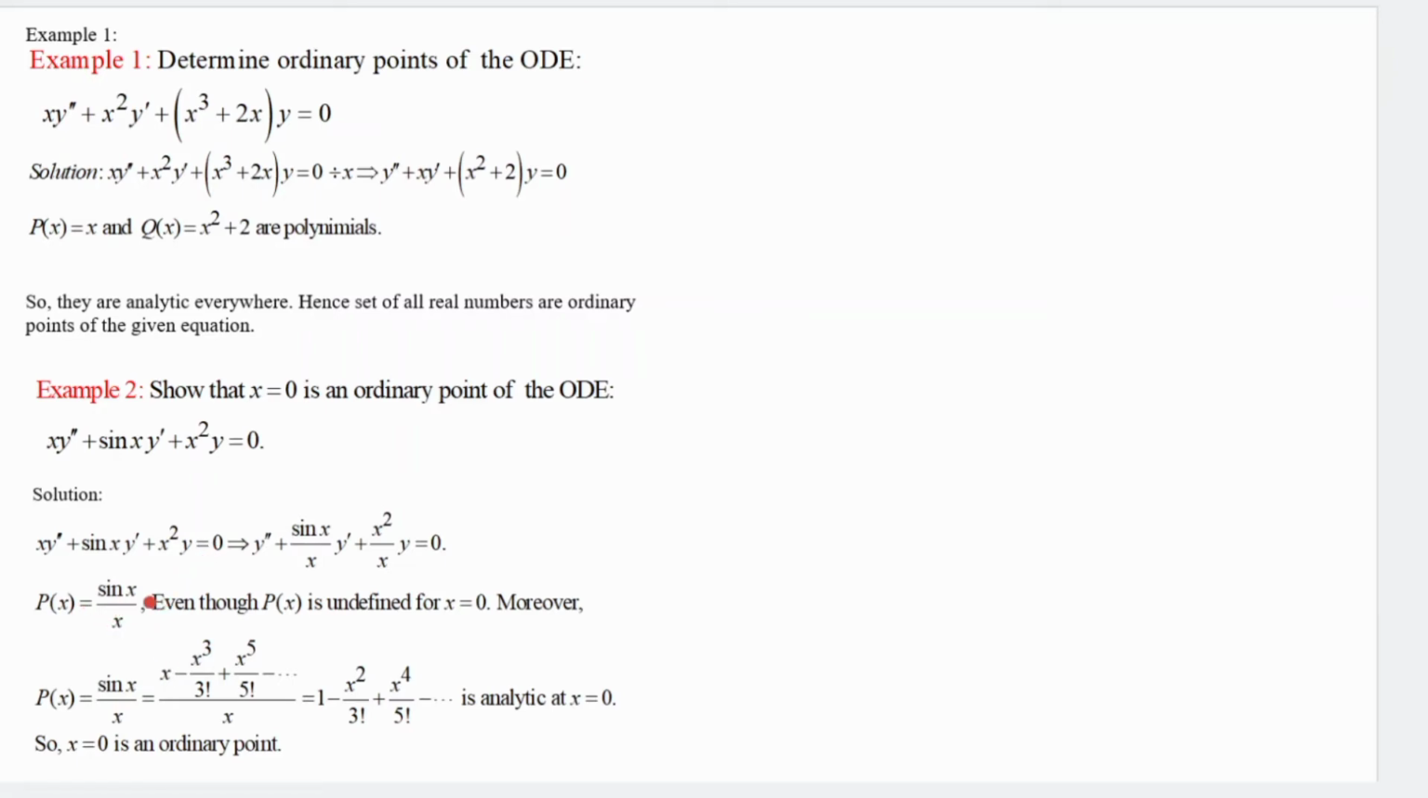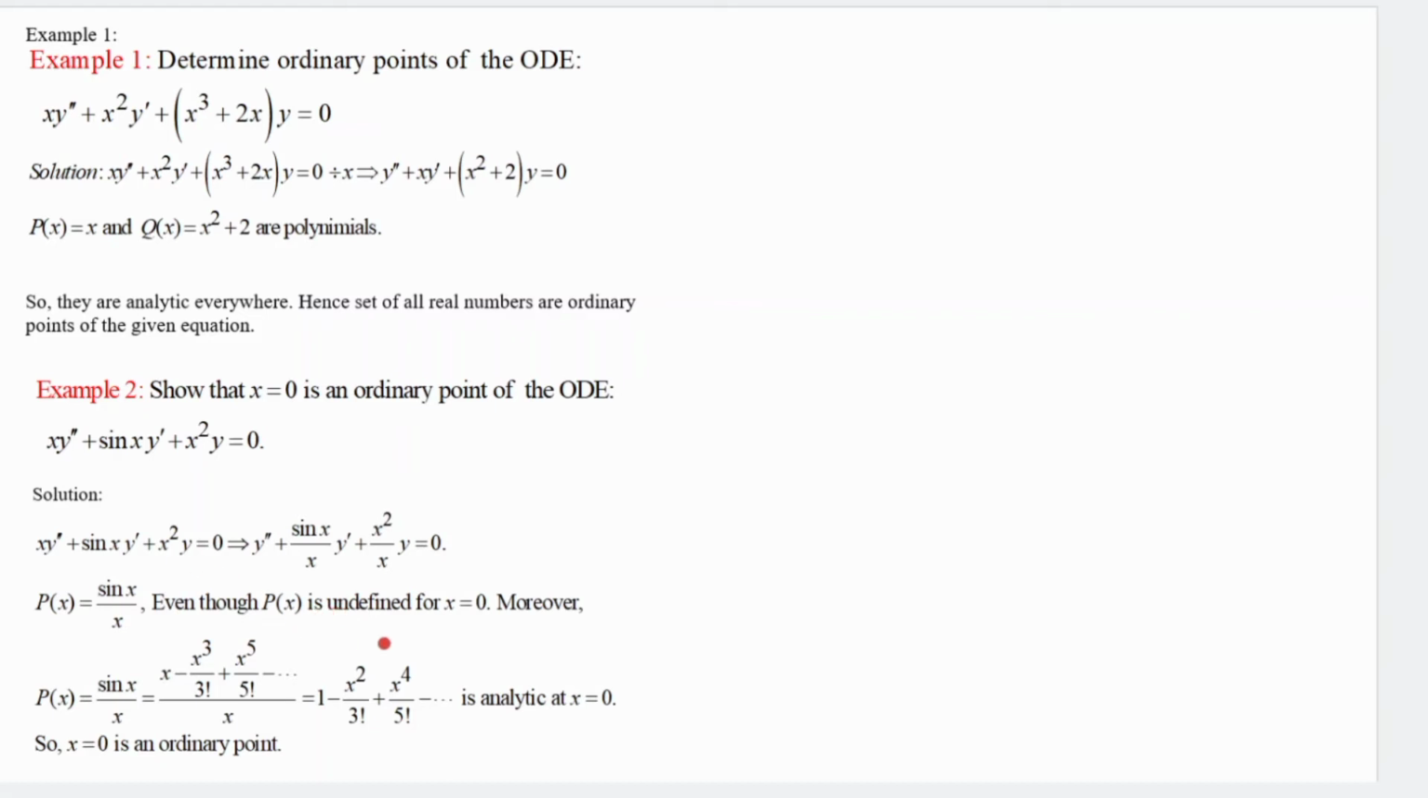So that means x equals 0 is an ordinary point. That means the set of all real numbers are ordinary points of this equation, including x equals 0. Even though when x equals 0 this is undefined, we have to look at the whole function sin x by x, not only x. And here q of x is always continuous.